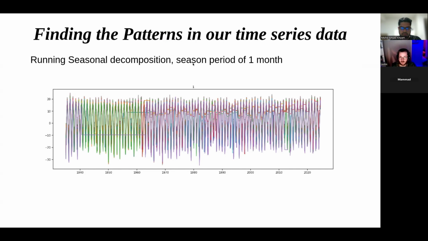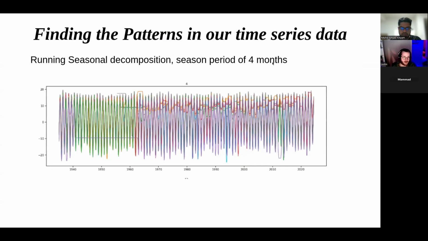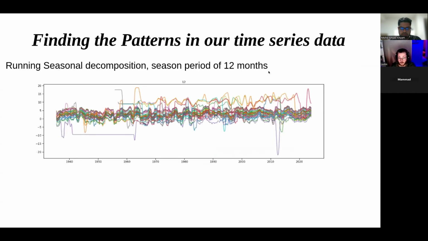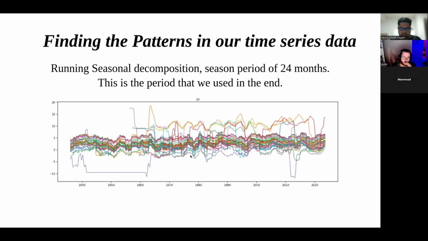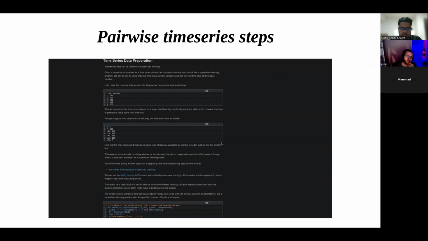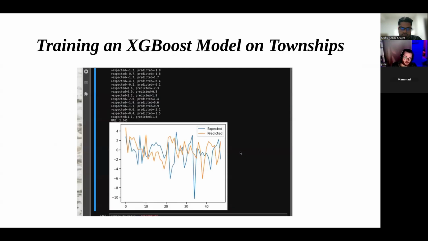Specifically, here's a seasonal period of a month, 4 months, 12 months, which starts to get a lot better because we start seeing that there is more of a trend and understanding of what the temperature is. And then 24 months is what we ended up using for our final product. Then we converted the data from kind of a pairwise format so that we could make a model that predicts current state to new state. We trained an XGBoost model on this, so you can see that we have our expected and predicted here.